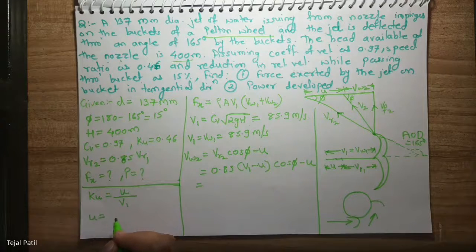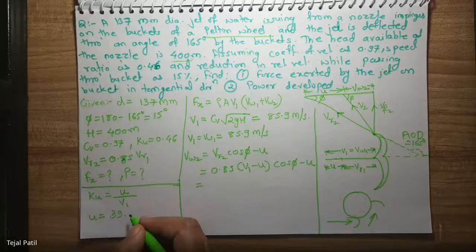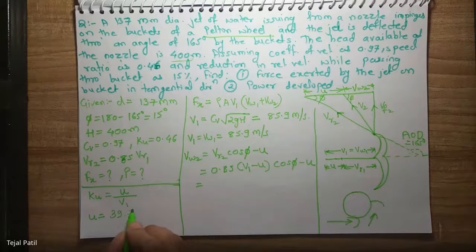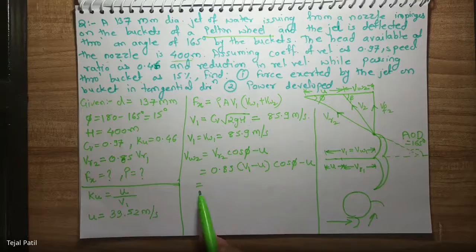Yes, Ashwin, correct. 39.52 meter per second. Now you know all the values over here and you can find the VW2. Tell me, how much is the VW2?